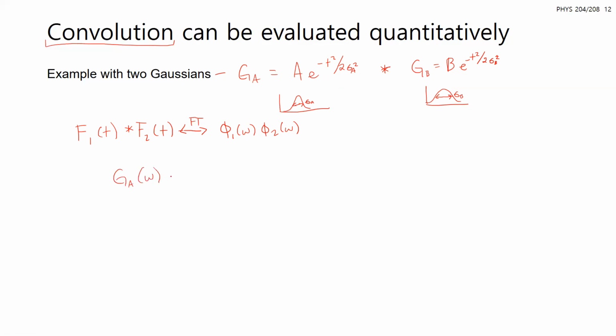Then for Gaussian A, we can write this instead as, ignoring the amplitude, e to the negative omega squared over 2 times the inverse width, if you guys remember, 2 times 1 over sigma A squared. And we're going to multiply that times Gaussian B in the frequency domain. Its Fourier transform is going to be very similar notation. So if we take the product of these two Gaussian functions, what we're going to get is the following.